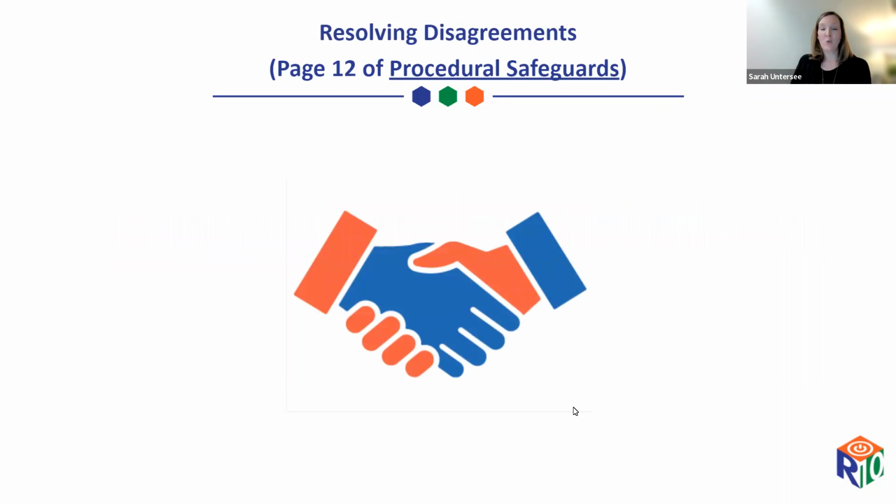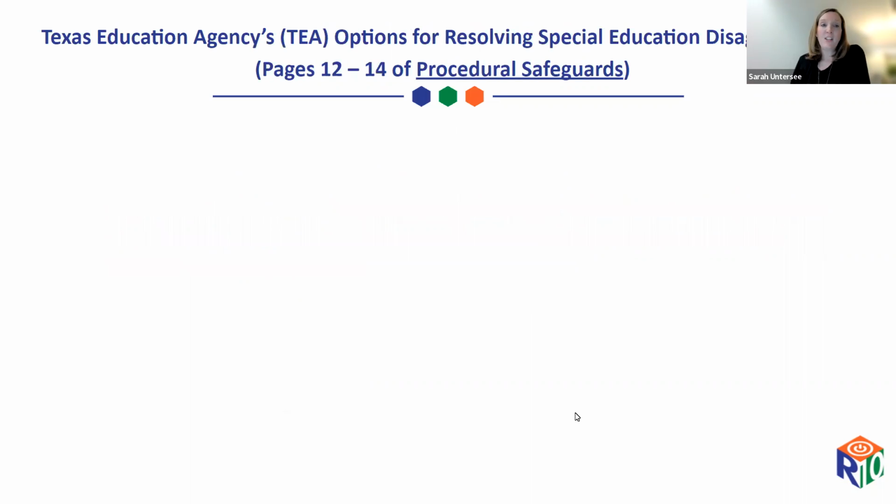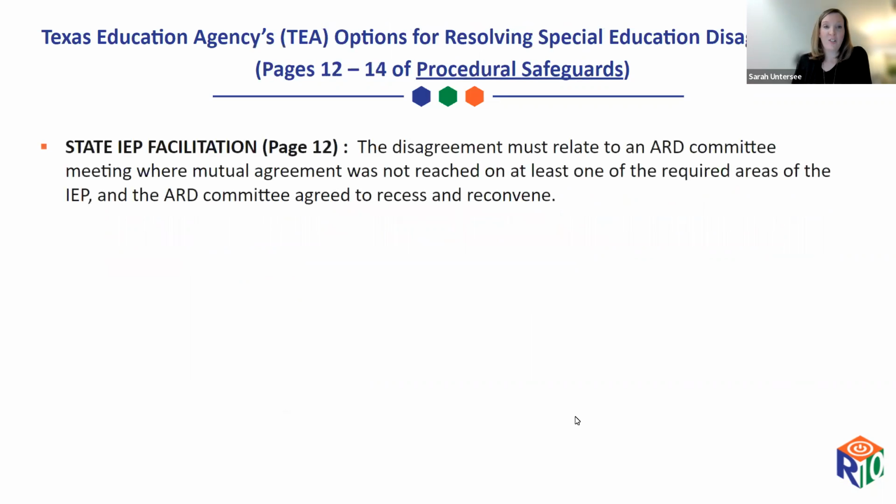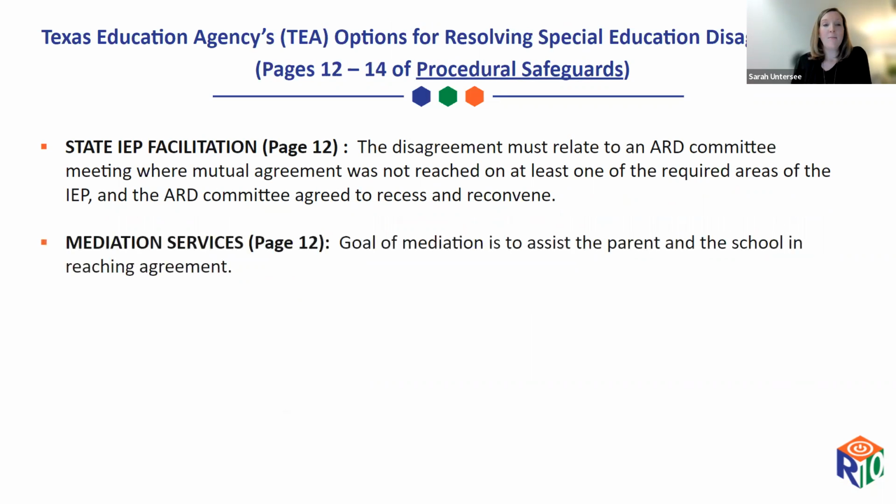Okay, beginning on page 12, we start talking about resolving disagreements. Texas Education Agency, or TEA, has options for resolving special education disagreements, and these are covered on pages 12 through 14. The first is state IEP facilitation. The disagreement must relate to an ARD committee meeting where mutual agreement was not reached on at least one of the required areas of the IEP, and the ARD committee agreed to recess and reconvene.